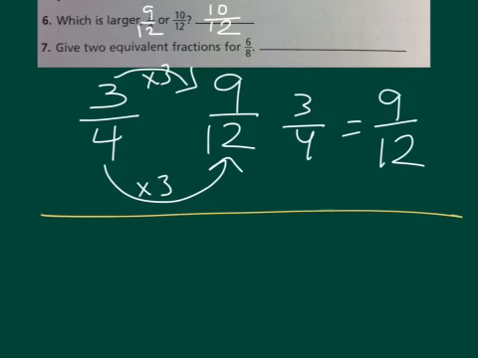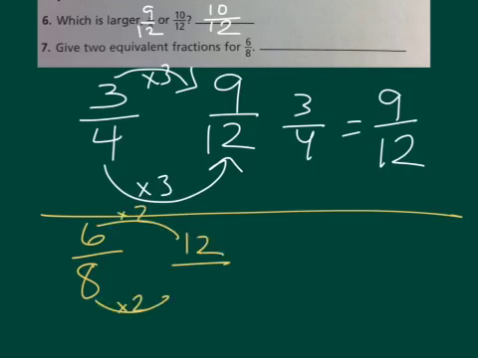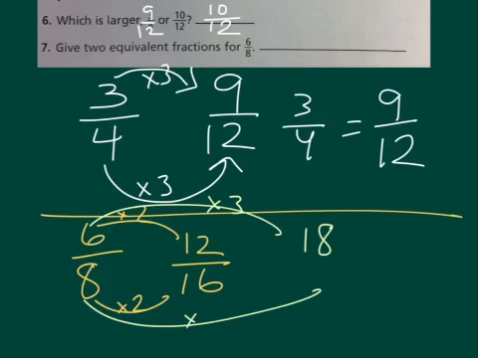Then 2 equivalent fractions for 6/8. I can just say, okay, I'm going to multiply by 2. Remember, whatever you do to the numerator, you do to the denominator. And then I'm going to multiply by 3. So I have 6 times 3 is 18, and 8 times 3 is 24.